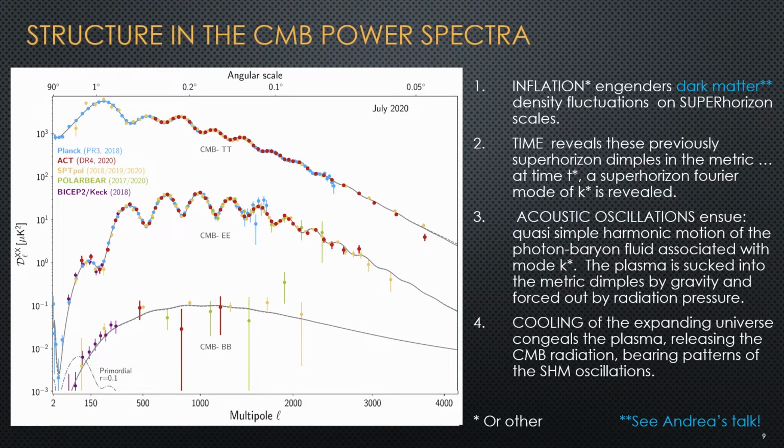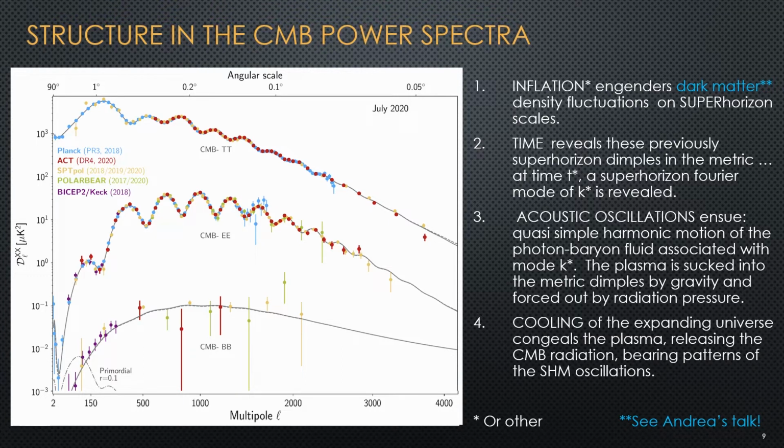So as Phil mentioned to you this morning, there's this concept that there was inflation, and it engenders these dark matter density fluctuations on superhorizon scales. Superhorizon means scales that appear to be farther apart from each other than the speed of light would have allowed, given how old the universe is. And that's because there was this early superluminal expansion period. That's why it can happen.